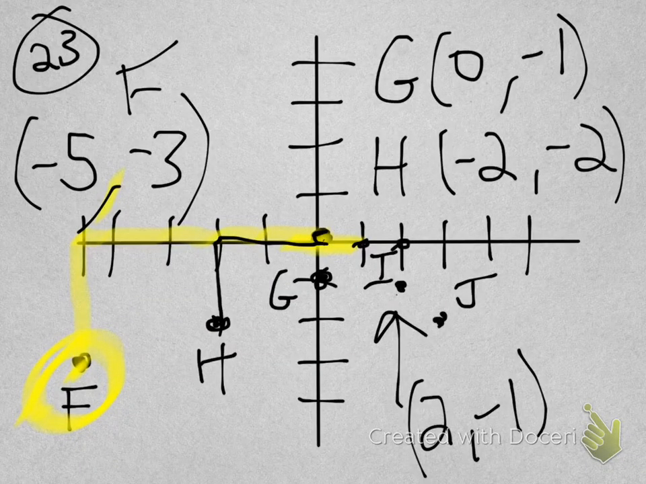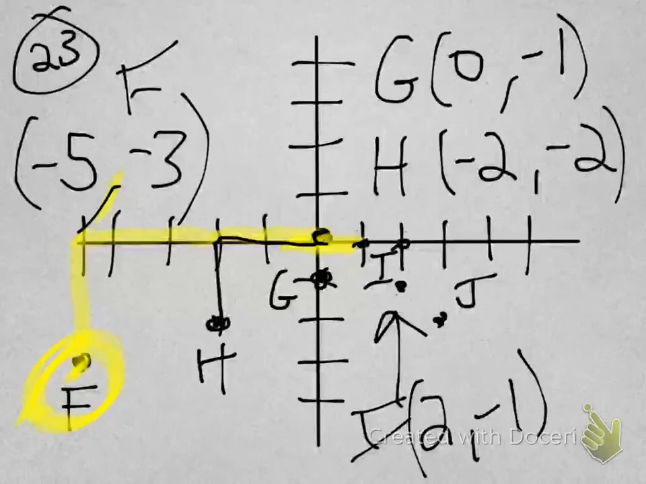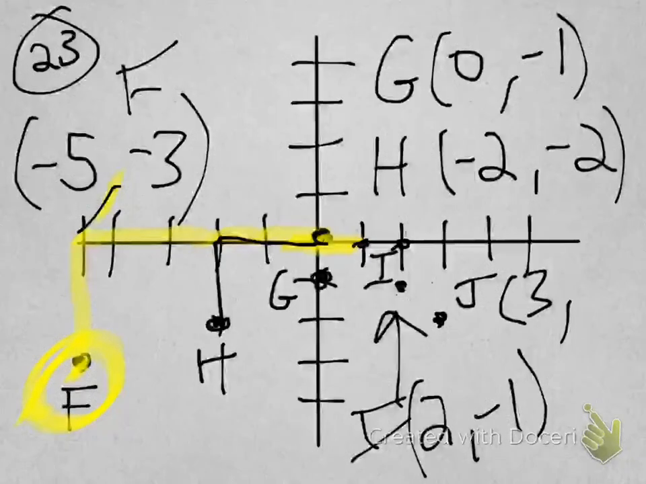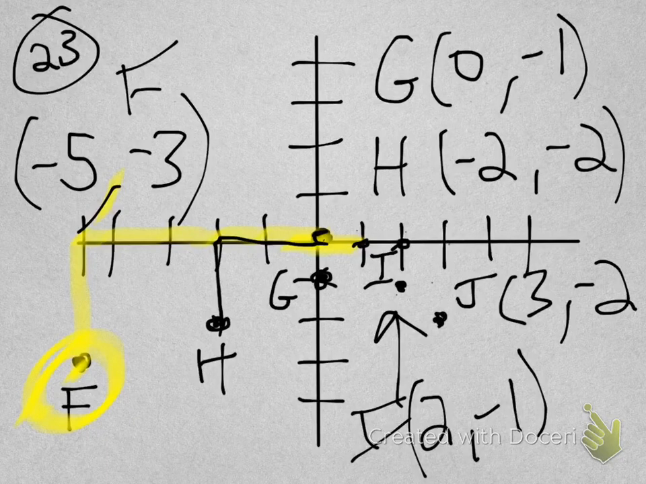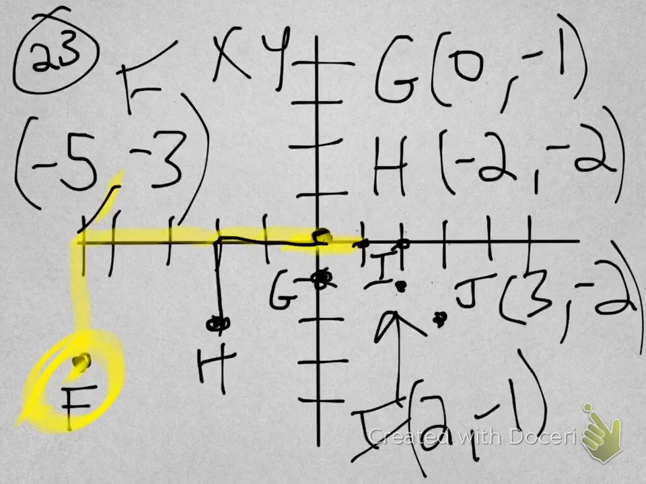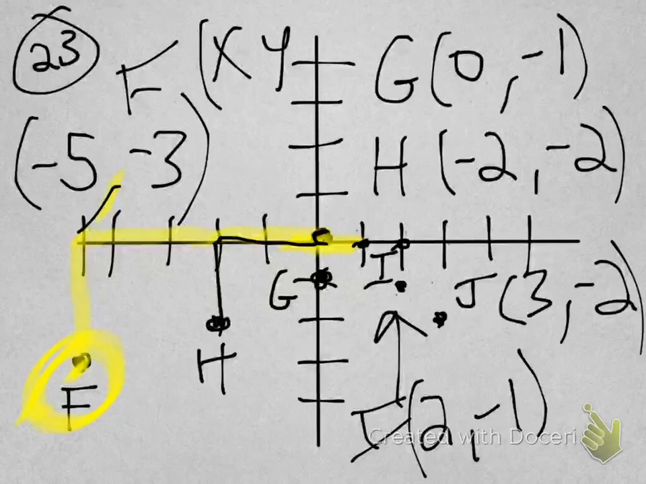And then our last one, j. For j we go over 3, 1, 2, 3, and then we have to go down 2. So we go to the right 3, which means positive 3, and then we go down 2, which means negative 2. And that's finding the coordinates of each point. Make sure you guys always think about it going x and then y, x, y, x, y.